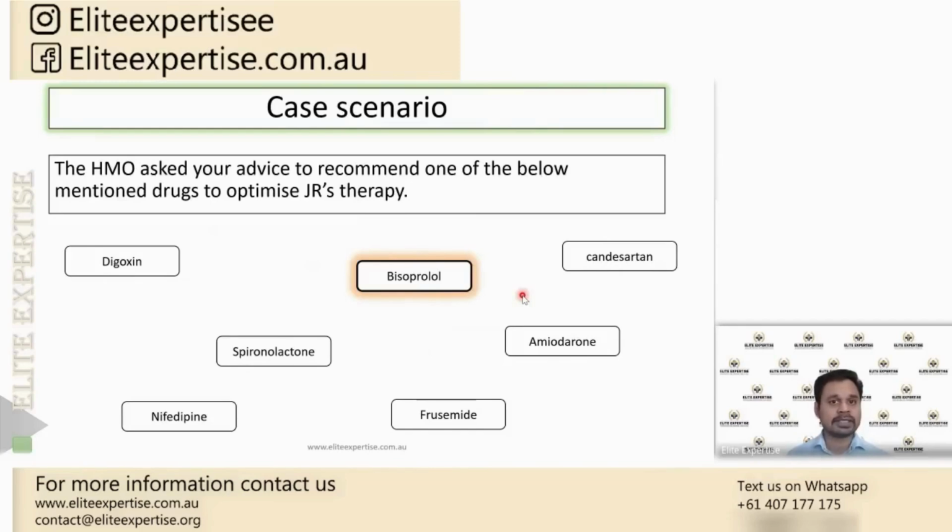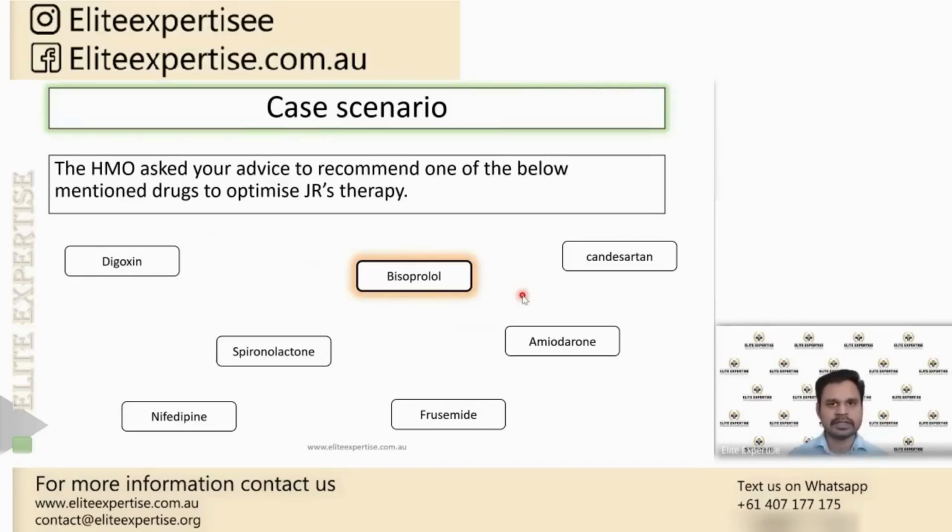So always remember, in the previous slide, we have seen that at first we need to put the patient on an ACE inhibitor and a beta blocker. So these two are mandatory medications, because they both have a cardioprotective property. They both prevent further ventricular hypertrophy. So we must put the patient on a beta blocker.